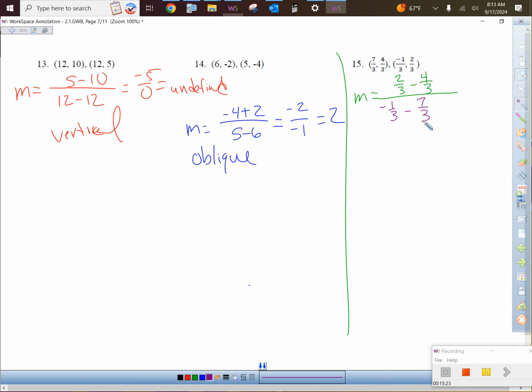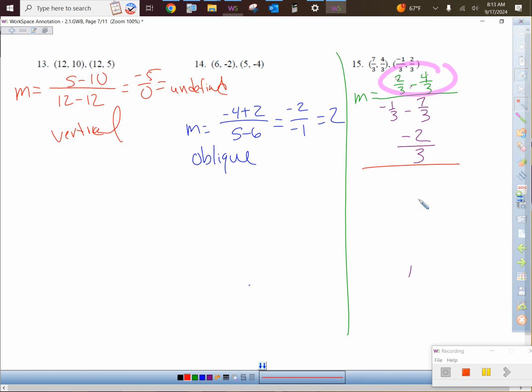To add or subtract fractions, that's the hardest thing to do with fractions, because you have to have a common denominator. We do have a common denominator. I'm running out of room. You can work to the right if you need to. Since they're already in thirds, I'm going to have thirds for my denominator, and then you just add or subtract the numerators. What's 2 minus 4? Negative 2. So this is negative 2/3 for a numerator.